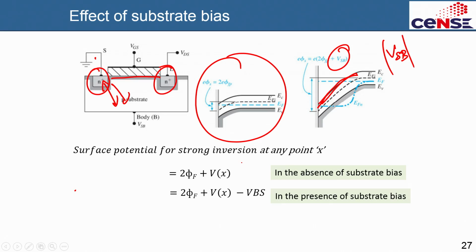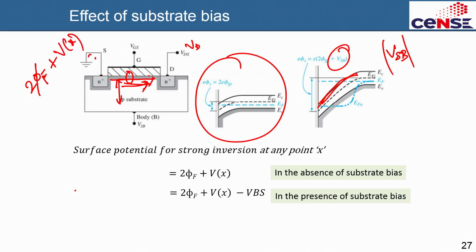So, when you try to solve the gradual channel approximation and all the equations that you derive for the surface potential, I told you that the moment you have inversion, in this direction you have a band bending of 2 phi f at strong inversion. But along this direction, because you are also applying a VD positive with respect to the source ground, you have to apply that term, V of x at any point x here. Of course, at this point it will be VDS, but at any point it will be V of x. So, this is the voltage that at any point x you will see in the absence of any body bias, when the body is shorted to the source.